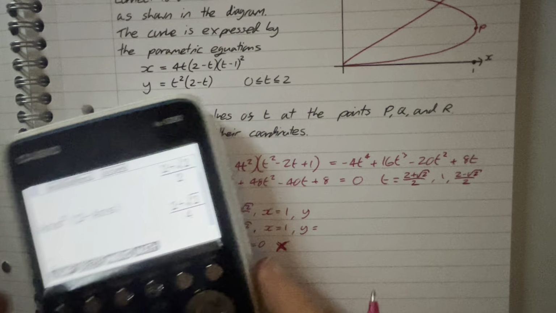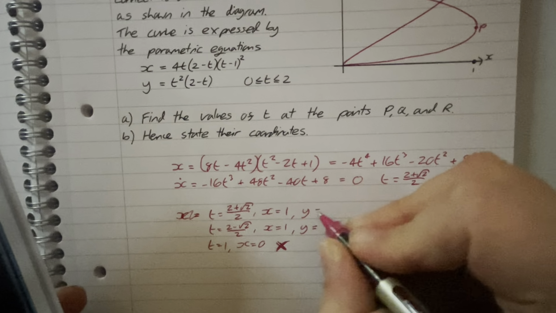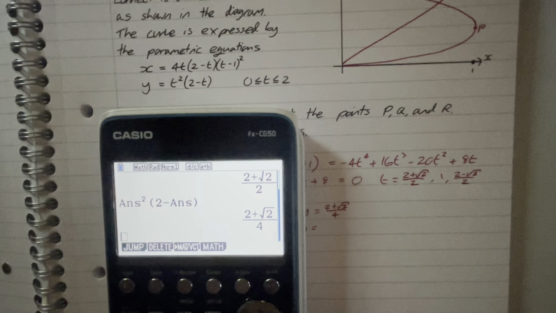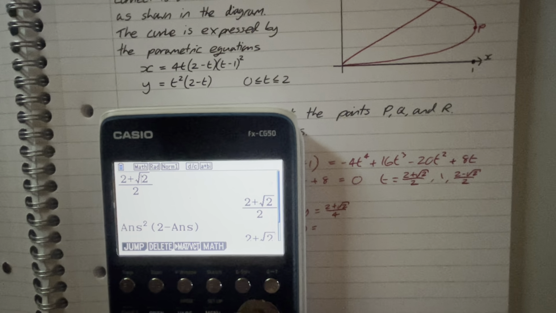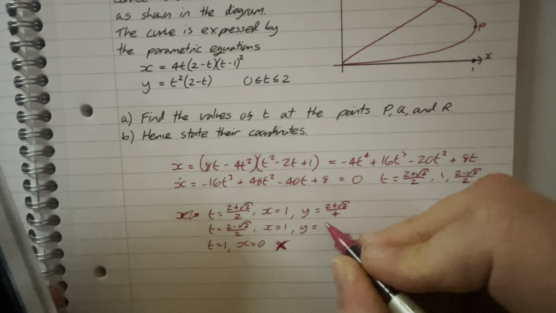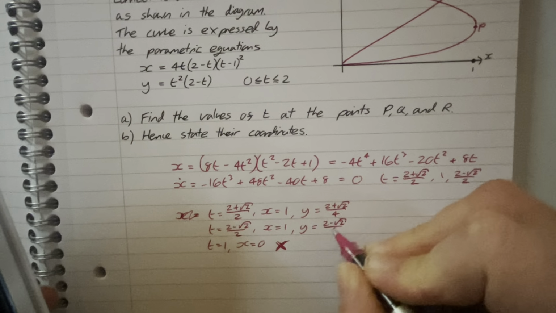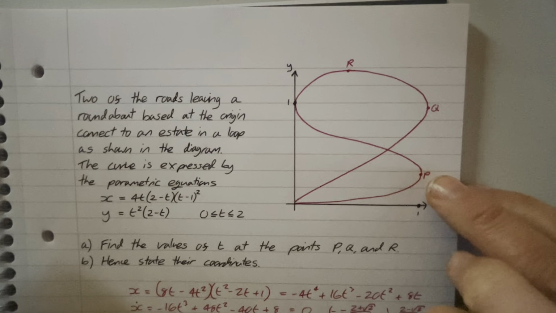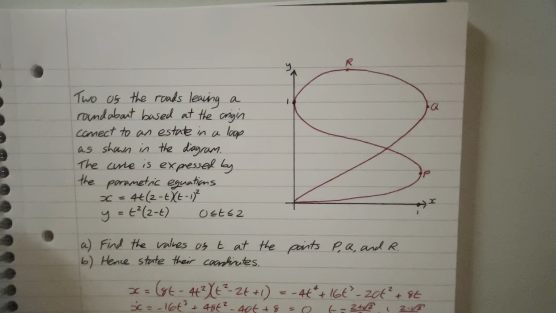Okay, and I get 2 plus root 2 over 4. So 2 plus root 2 over 4. And I suspect it will be a negative for the other one. And it is. So that's 2 minus root 2 on 4. So this one is smaller than that in the y coordinate, and we can see that P is a smaller y coordinate than the Q, so we know which one is which.